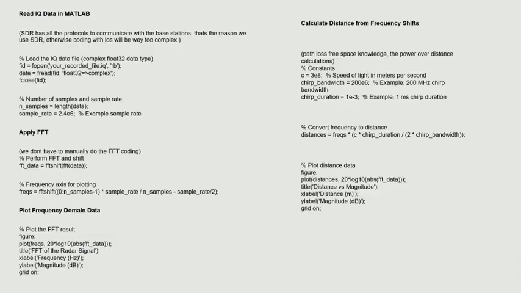Okay, so this MATLAB code processes radar IQ data similar to the Python version, but leverages MATLAB's built-in tools for simplicity. First, the IQ data is loaded. The file contains complex float32 values, with each sample representing real and imaginary components of the radar signal. The SDR handles communication with base stations, simplifying data collection. Once loaded, we determine the number of samples and set the sample rate, which here is assumed to be about 2.4 megahertz.